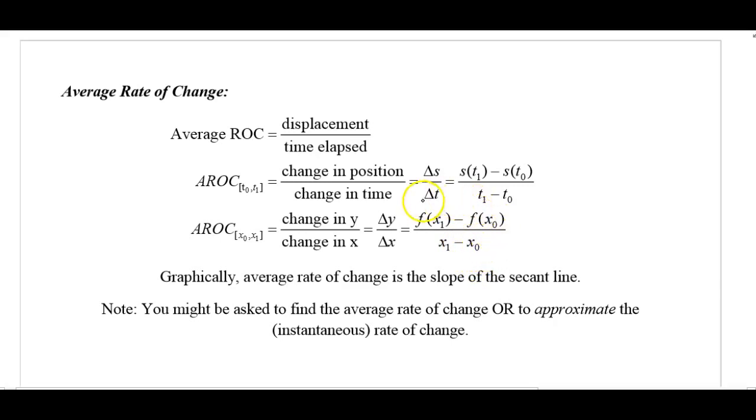So hopefully you could recognize this as the difference quotient, or the slope between 2 points. So graphically, as we've mentioned, average rate of change is the slope of the secant line between 2 points. Note that you might be asked to find the average rate of change or to approximate the instantaneous rate of change. To determine which, they might outright tell you to find average rate of change, or another way to ask would be to approximate the instantaneous rate of change.